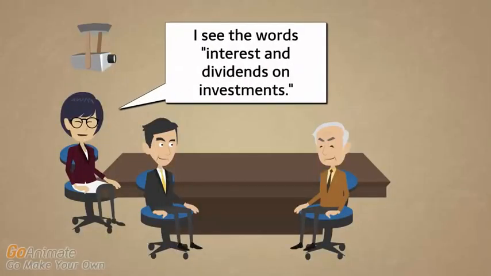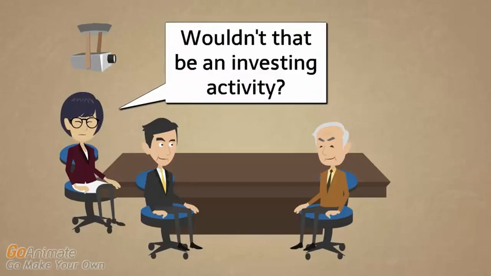I see the words interest and dividends on investments. Wouldn't that be an investing activity? Yeah, a case could certainly be made that dividends received and interest received should be investing cash flows because they're returns on your investment. But these items also appear on the income statement, and the Financial Accounting Standards Board, the FASB, decided that they wanted them as part of operating cash flow to provide comparability between the income statement and cash from operations. But I have the feeling we'll be talking about these items more as the video goes along.